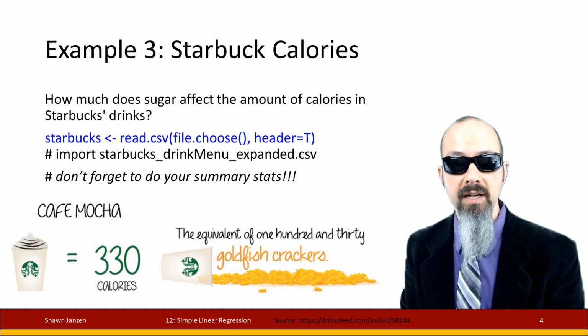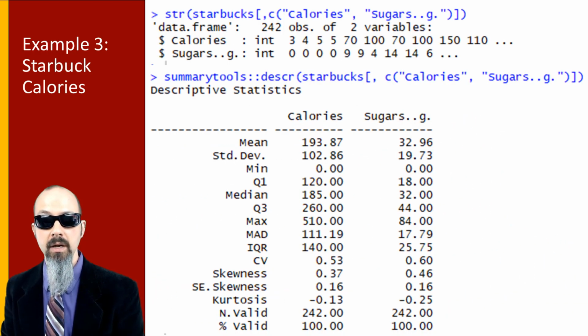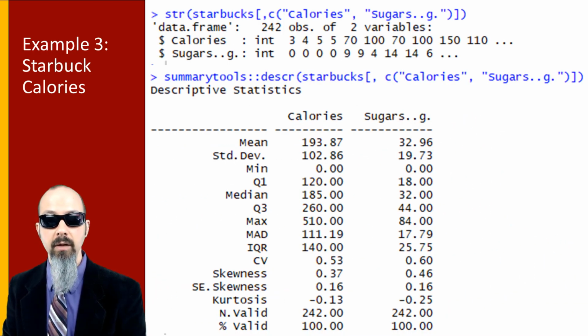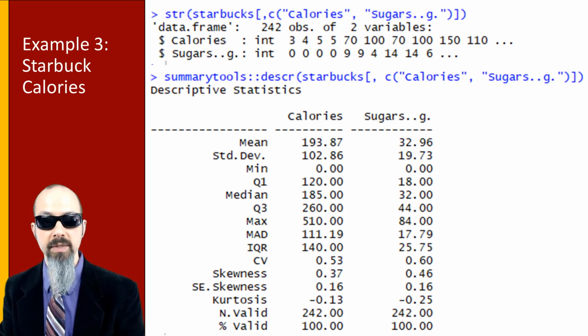You have the Starbucks data set available for you. We're bringing it into R, and I'm going to call that particular data set Starbucks. Again, don't forget to do your summary statistics. In this case, we are looking at the two variables, calories and sugars. They're both already integer variables, so they're good to go into our regression. We don't have to do any sort of recoding work to get them specced out right.